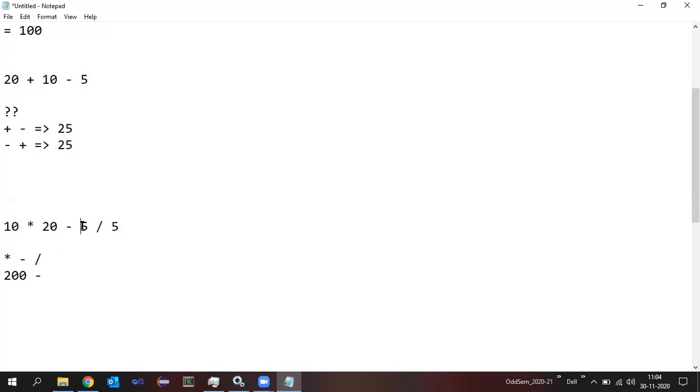Then what we have here? 5 divided by 5. Since star and division both have the same priority, left to right. So 5 divided by 5, we get 1. Right? 200 minus 1. 199. Only one operator. 199. Okay.